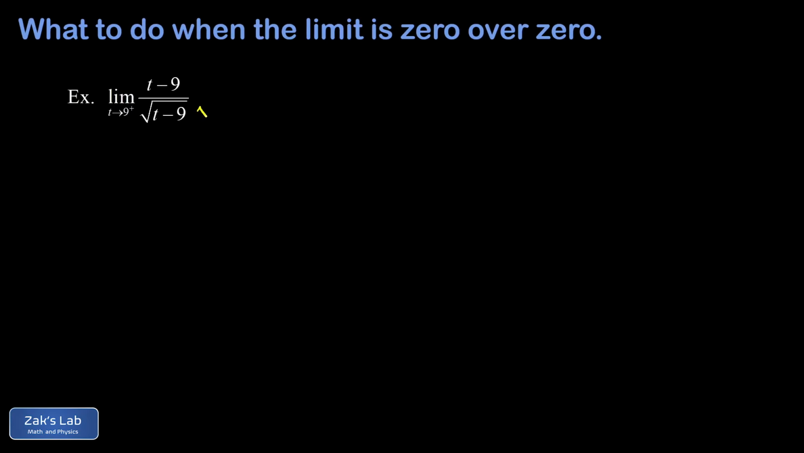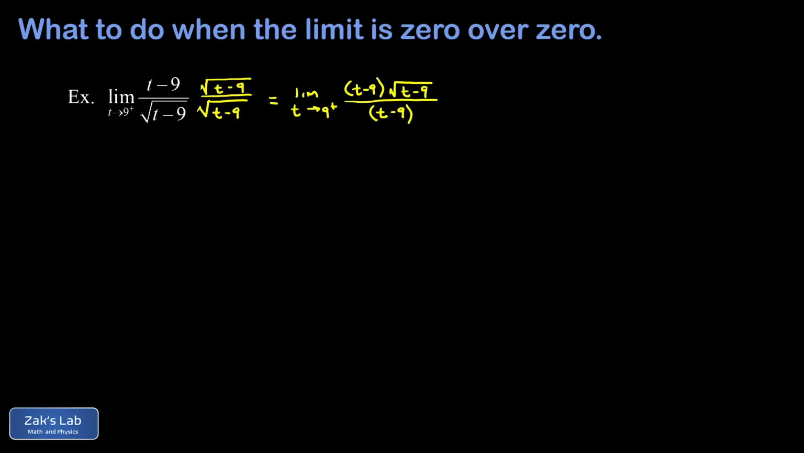So what I'm going to do is just multiply the numerator and denominator by that square root of t minus 9. And if you like, you could say what we're doing here is just rationalizing the denominator and hoping for the best. So now the numerator is still pretty messy. It's t minus 9 multiplied by the square root of t minus 9. But the point of this manipulation is that the denominator now just becomes t minus 9. When I square a square root, it undoes it.